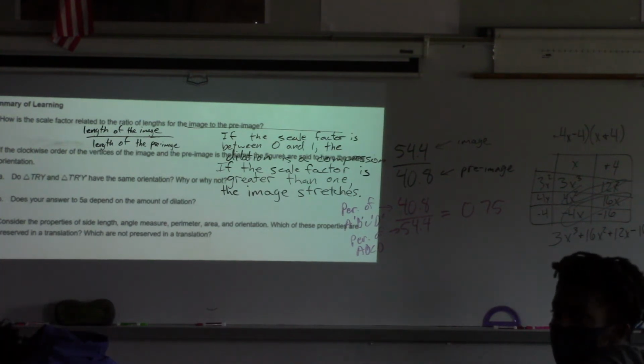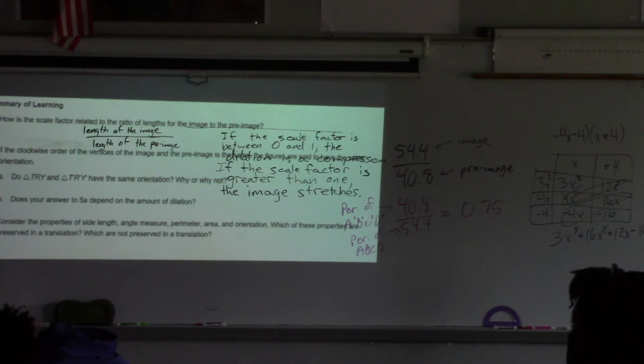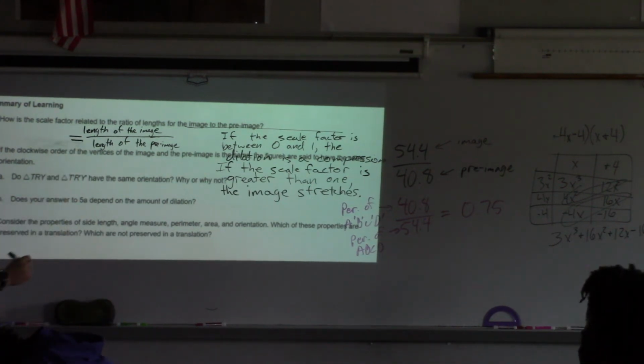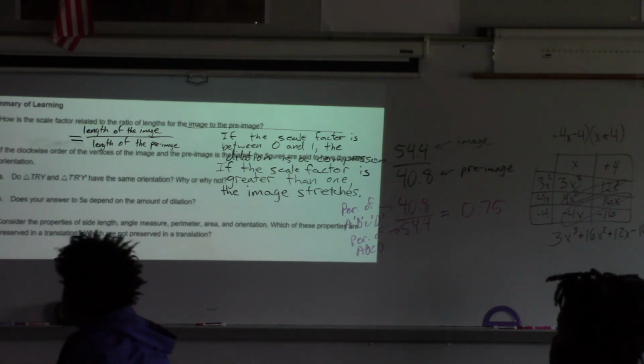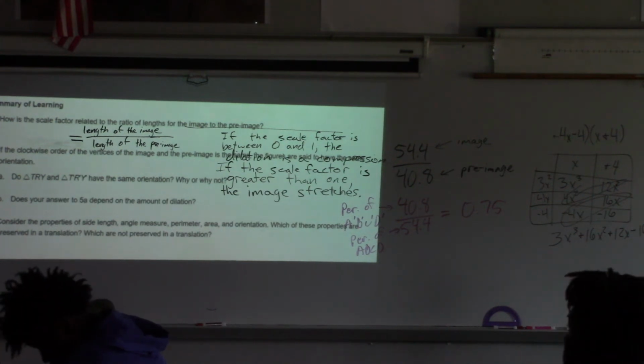Hold on, because I'm not completely done. Here's what you're missing. The scale factor is that ratio. This ratio right here is equal to the scale factor. And that would be 100% correct. But Matthew, this is why you can't say it's greater than or less than. No, the scale factor is that ratio.